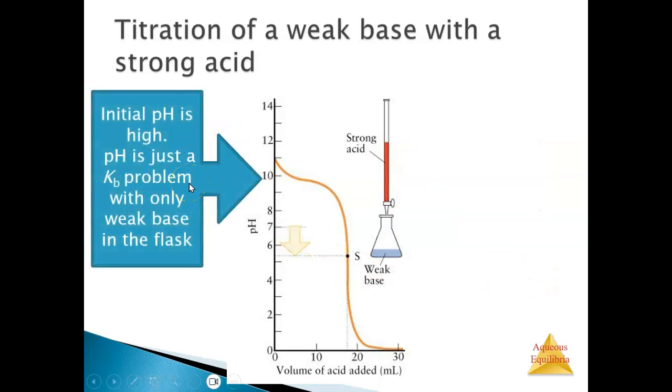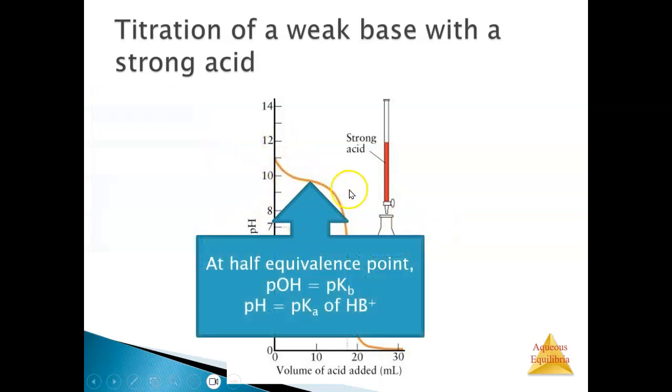The initial point is just a Kb problem. There is no buffer because I have not started adding any acid, so I have no conjugate acid. All I have is the insignificant tiny amount of conjugate acid I get from a Kb problem. Remember, those are often so small we consider those X's to be negligible. Once I start the reaction, I have this buffer region again, and now at the half equivalence point, I have pOH equal to pKb, or the pH is going to be equal to the pKa of the conjugate acid that I'm forming.